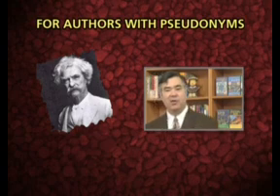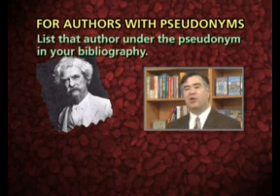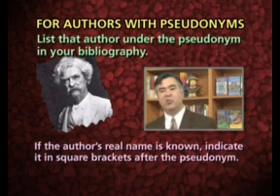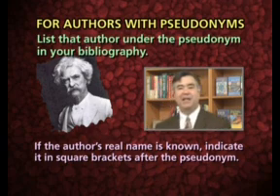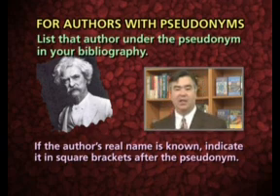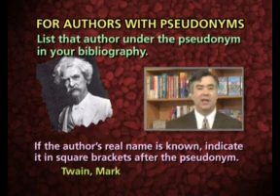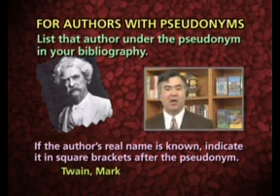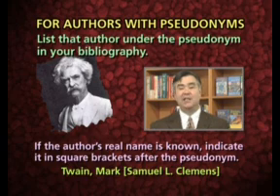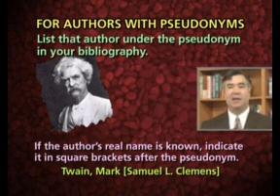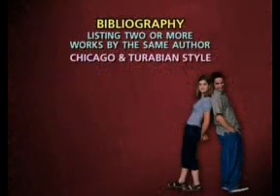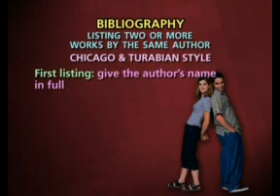Now, what if an author publishes his or her works under a pseudonym? Do you use the pseudonym or the real name? List that author under the pseudonym, and if the author's real name is known, indicate it in square brackets after the pseudonym. So if, for example, you had a bibliographic entry for Mark Twain, you would list him as Twain, Mark, and then in square brackets list his real name, Samuel L. Clemens.